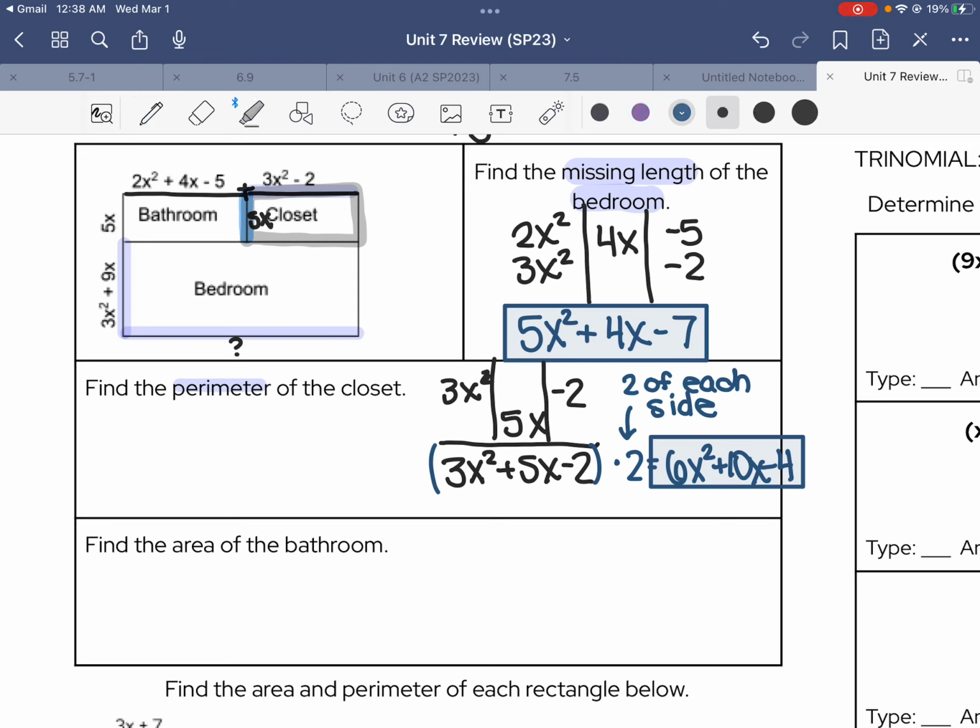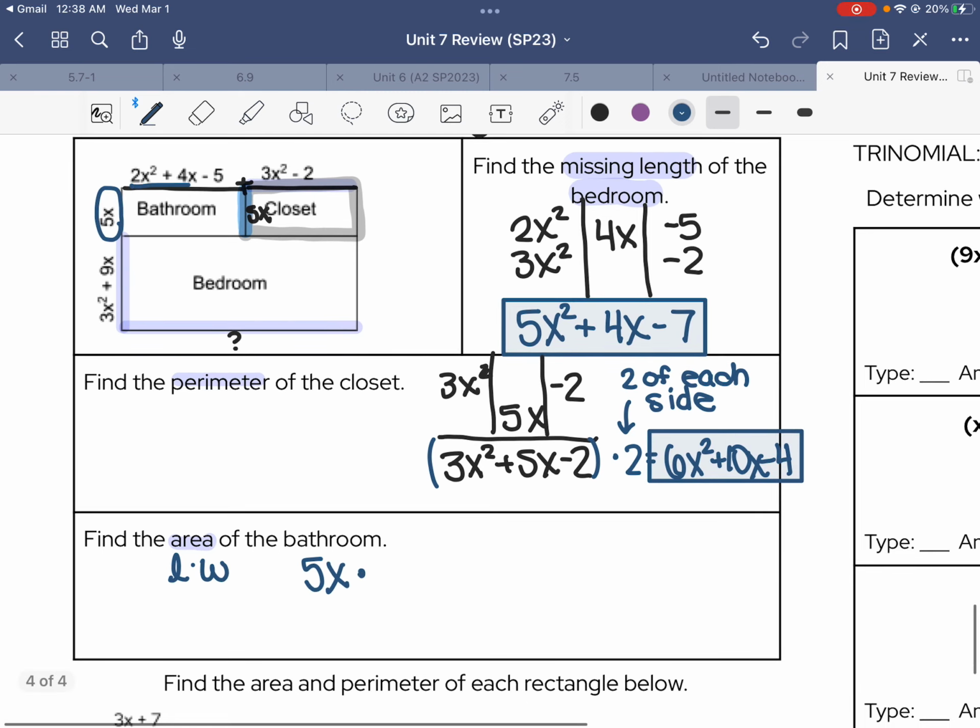But with area, which is on the next problem, area is just multiplying length times width. So the area of the bathroom is going to be the length, 5x, times the other side, which is 2x squared plus 4x minus 5. Now, I have to multiply by that whole thing, so what I need to do to make sure I don't forget anything is put it in parentheses.